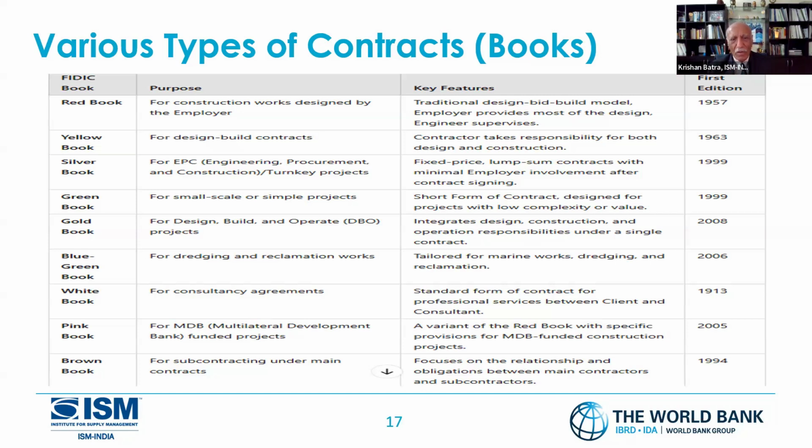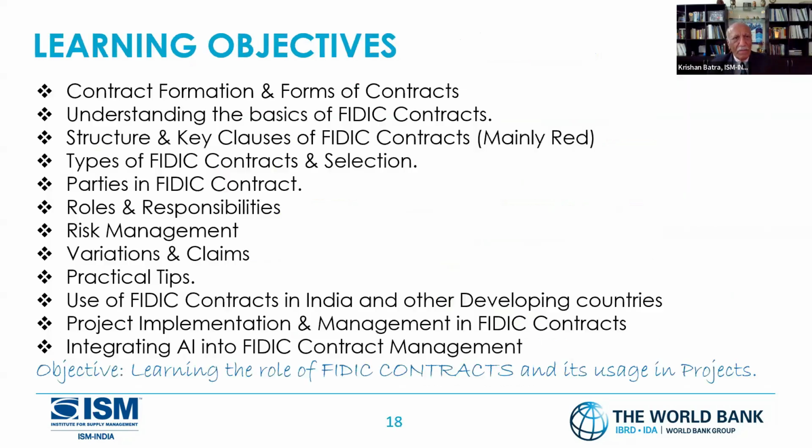In 1999 they came up with the Gold Book, where you design, build and operate, like our highways and all public procurement partnerships. The Blue-Green Book, and the White Book for consulting services. The Pink Book is used when we want a multilateral development bank, but we have our own requirements on the MDB, the World Bank side. Those have been incorporated and we use them. The Brown Book is for subcontracting under the main contract. That's okay. This is where they are popular.